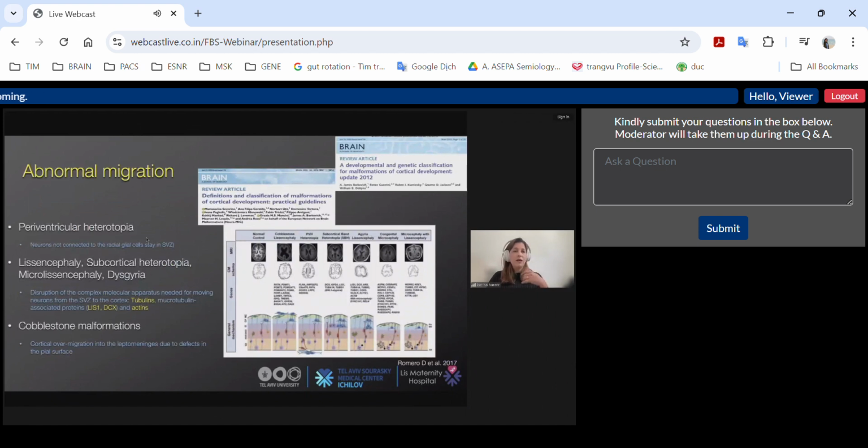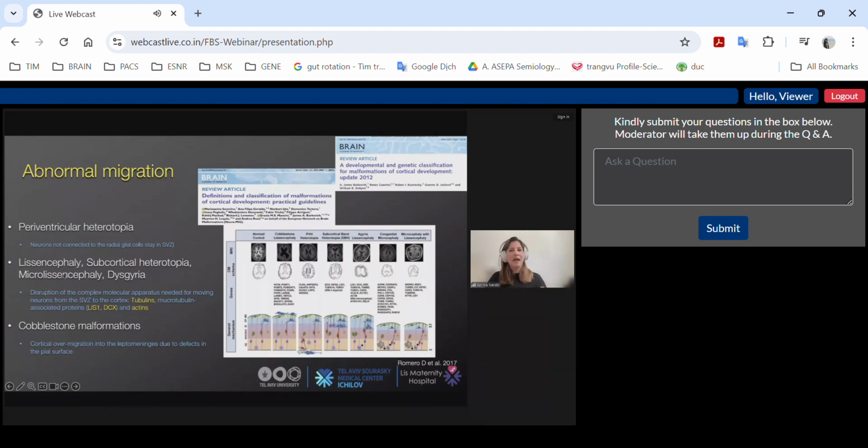So we have different abnormalities of migration. We have paraventricular heterotopia, lissencephaly, subcortical heterotopia, microlissencephaly, dysgyria, and cobblestone malformations, and they are secondary to different problems. In paraventricular heterotopia, the neurons are not even connected to the radial glial cells, so they stop and stay there in the ventricular zone. In this group, we have a disruption of the complex apparatus that we spoke about in the beginning. All those structures may be abnormal, leading to different types of migration problems.